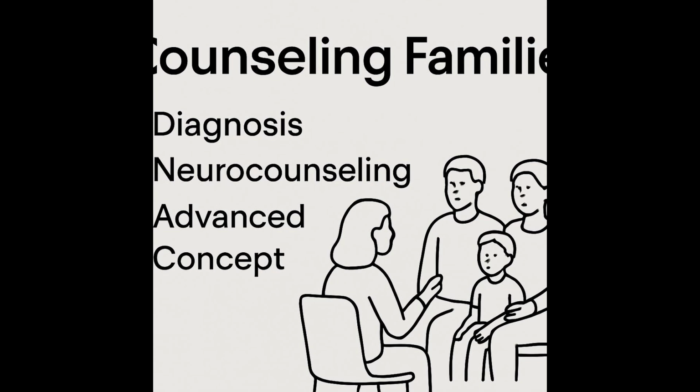Example: an authoritative parent might enforce a curfew but also explain the reasons behind it, while a permissive parent might allow their child to stay out late without any rules.